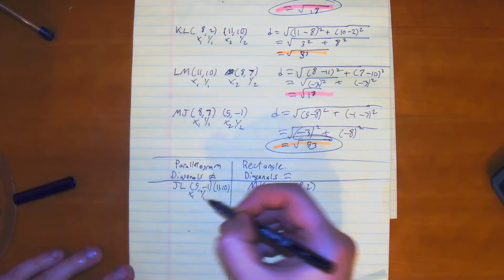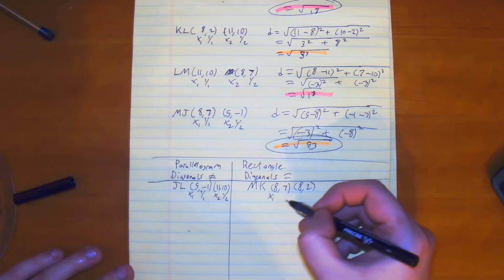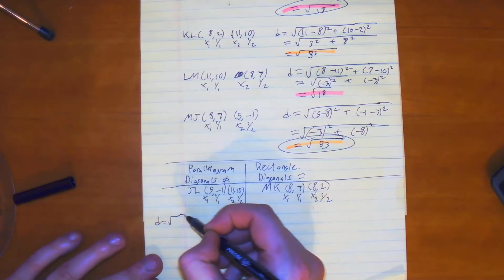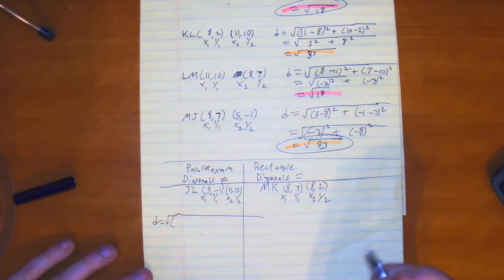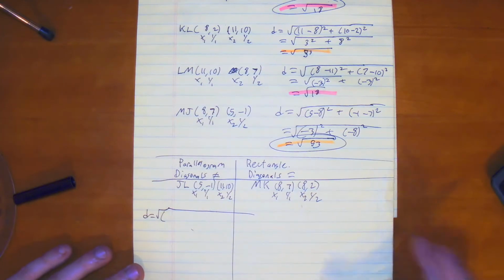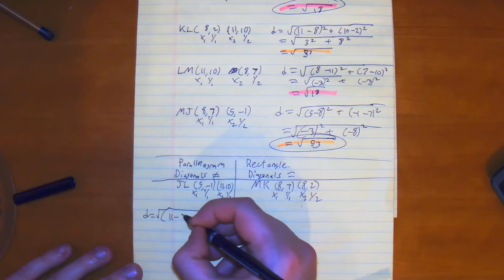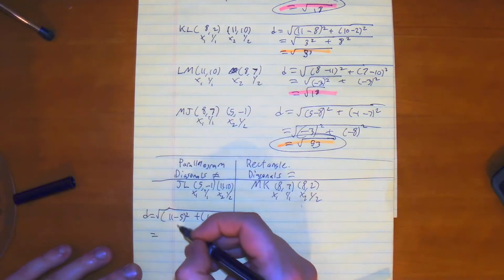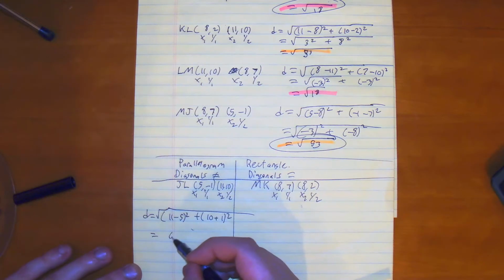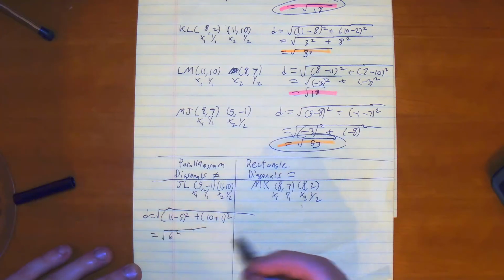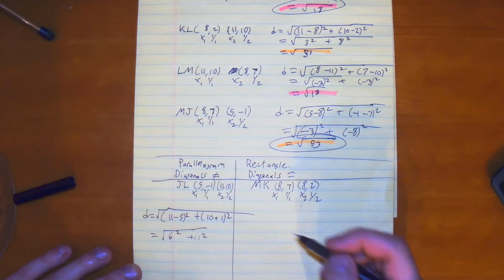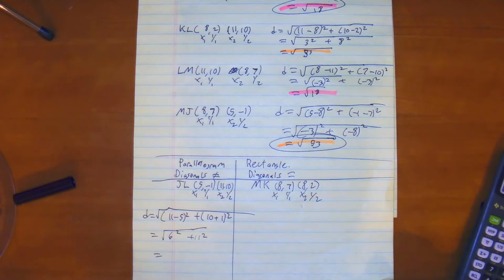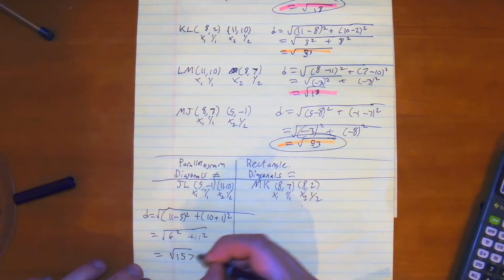We have x1, y1, x2, y2, x1, y1, x2, y2. Alright, d is equal to the square root of, we have right here, x2 is 11 minus 5 squared plus 10 plus 1 squared. 11 minus 5 would give you 6 squared. It would be plus 11 squared, which would get you 121. 121 plus 36, 157. So we get square root 157.